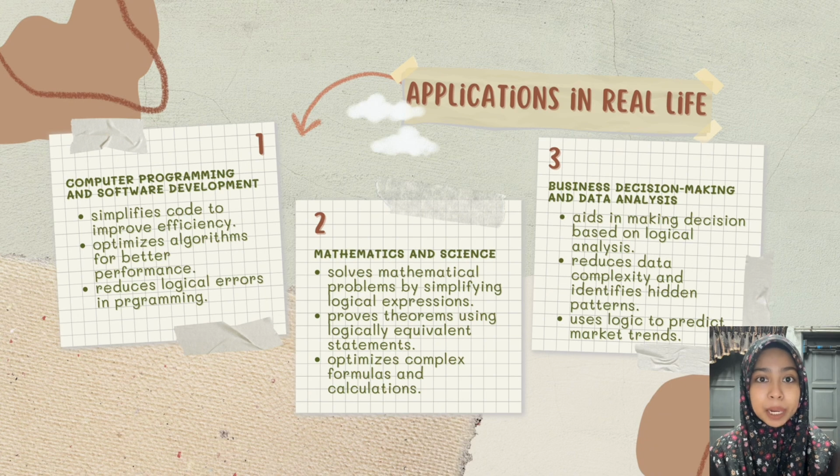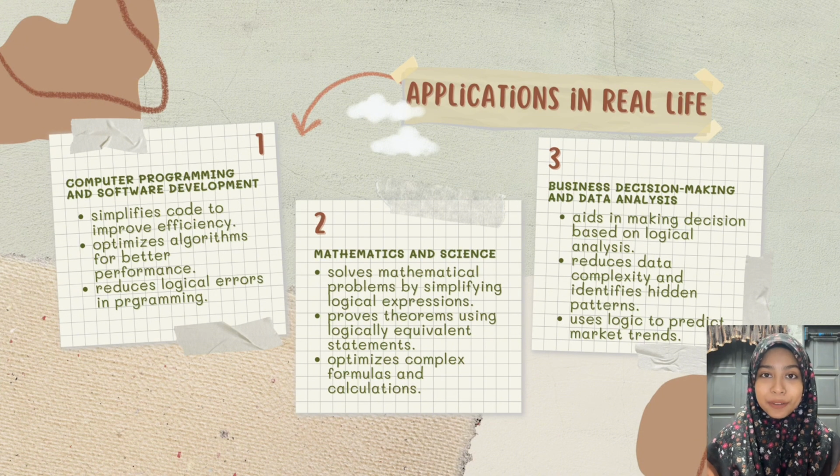Logical equivalence plays a crucial role in computer programming by simplifying code, which improves overall efficiency and reduces processing time. It allows developers to optimize algorithms, ensuring better performance and faster execution. By applying logically equivalent expressions, programmers can minimize logical errors, leading to more reliable and error-free software applications. This contributes to creating streamlined, effective programs that perform tasks accurately and consistently.